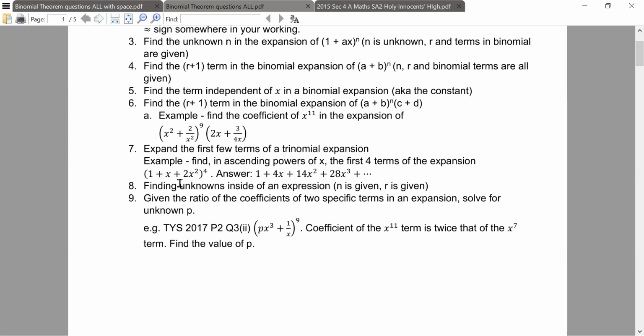Yes. Then number 8, finding unknowns inside of an expression. N is given, R is given. I'll go through all the examples of questions in all these points. You'll be clearer after the few lessons.